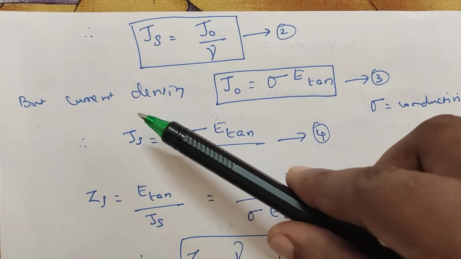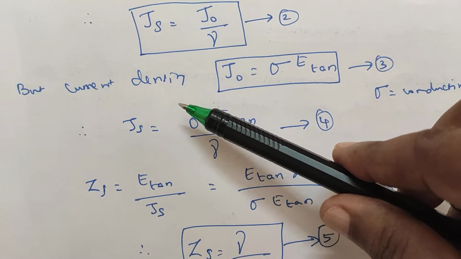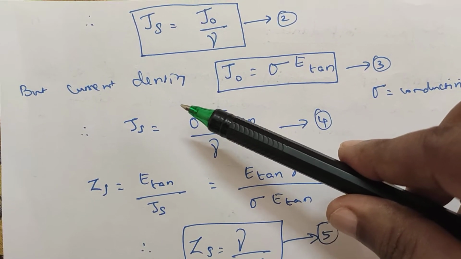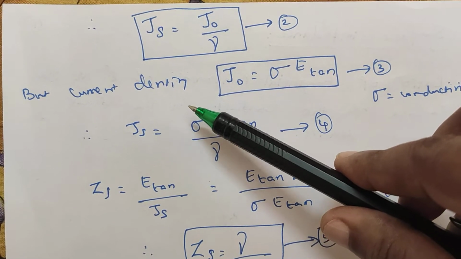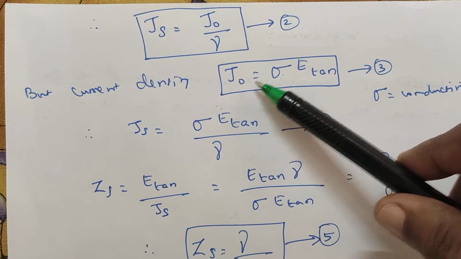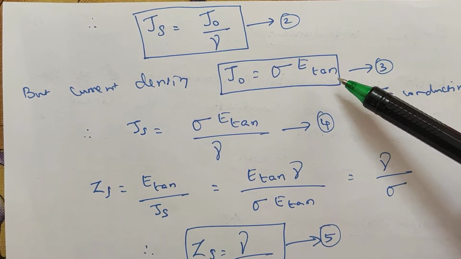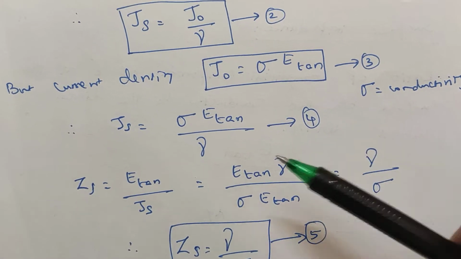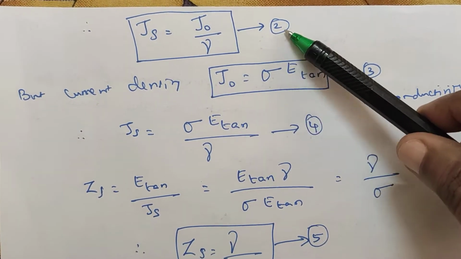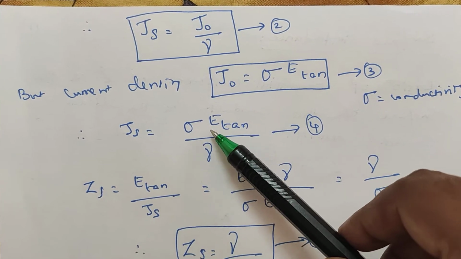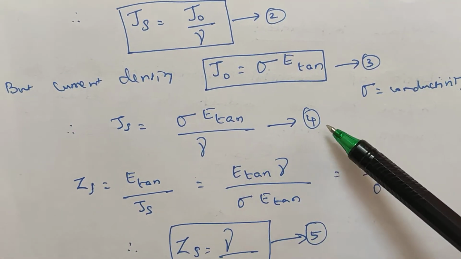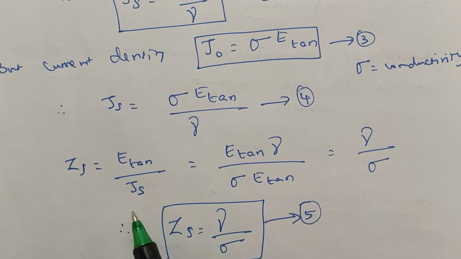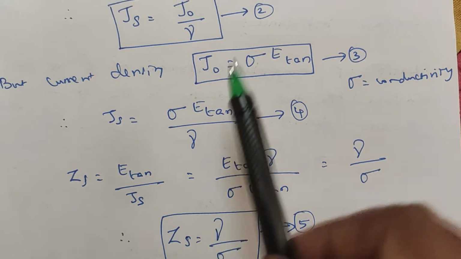In the fourth module we have discussed current density and two types of it, that is displacement current density and conduction current density. Here we are considering the conduction current density. From the conduction current density equation we write J0 is equal to sigma into E tangential. Take it as equation number 3, where sigma is the conductivity of the medium. Now substituting the value of 3 in 2, we get Js is equal to sigma E tan divided by gamma. Take it as equation number 4. The general formula for surface impedance is E tangential by Js. So Js we have found the value.